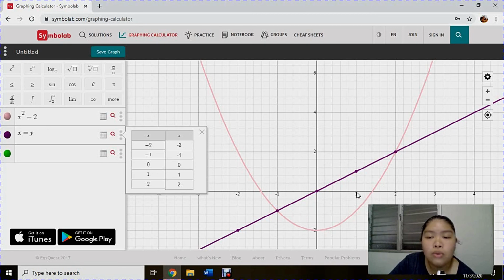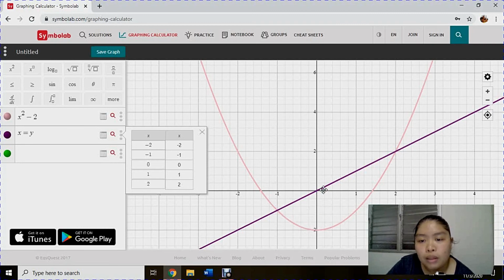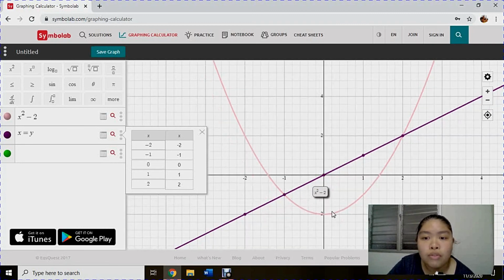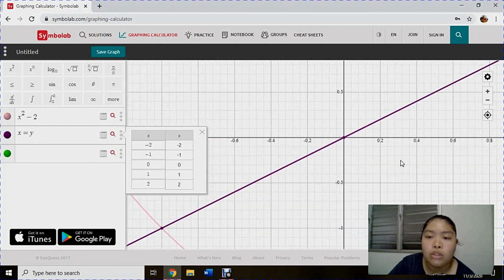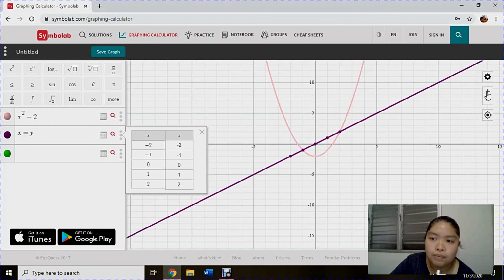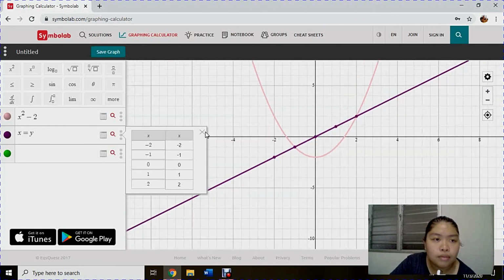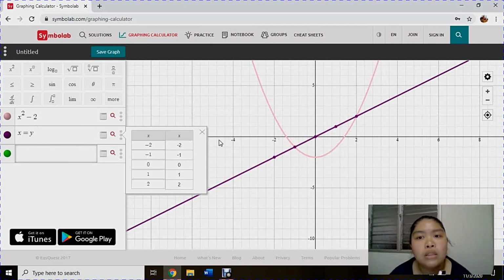In addition, you also get to know the minimum point of this parabolic equation, that is x squared minus 2. The minimum point for this quadratic equation is shown precisely. You can actually add more equations, and it can plot more graphs. It can plot up to maybe 10 graphs at one time.